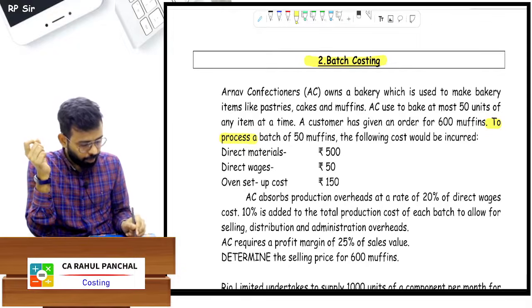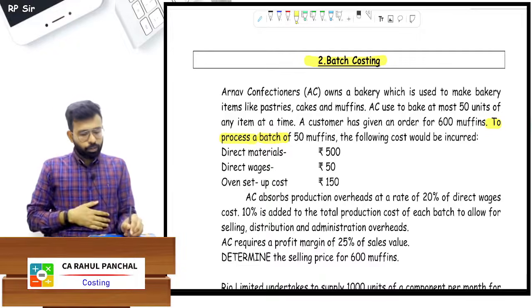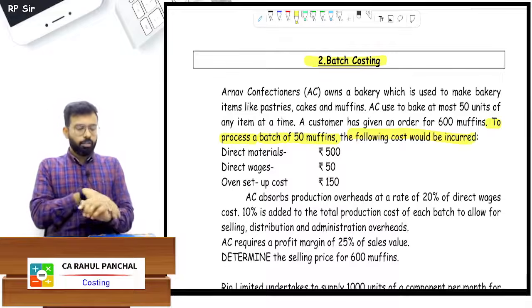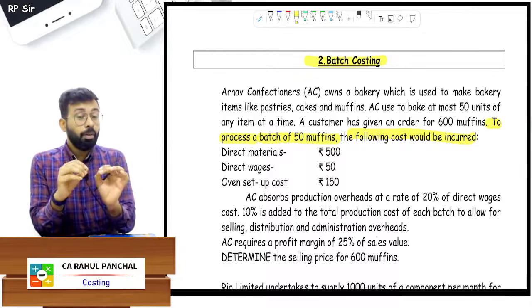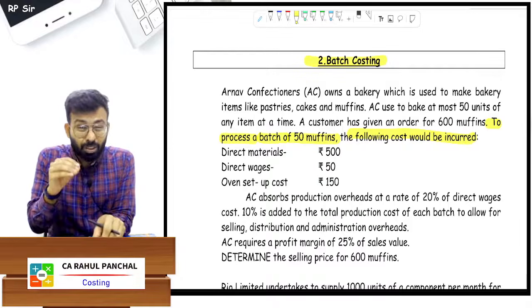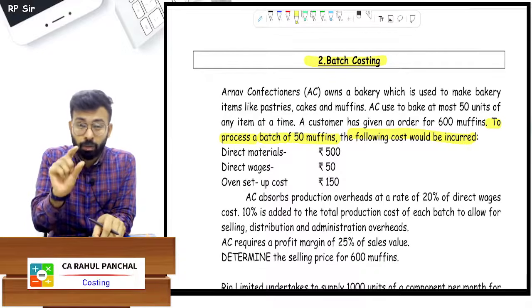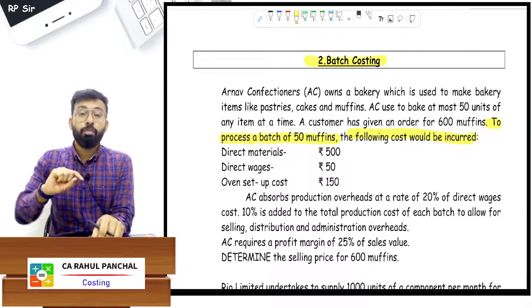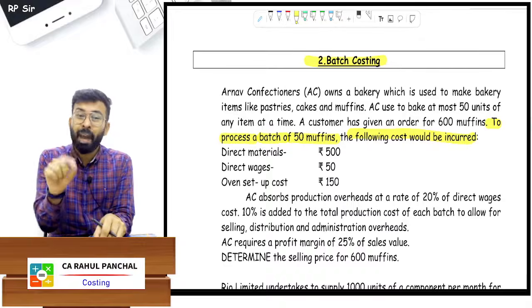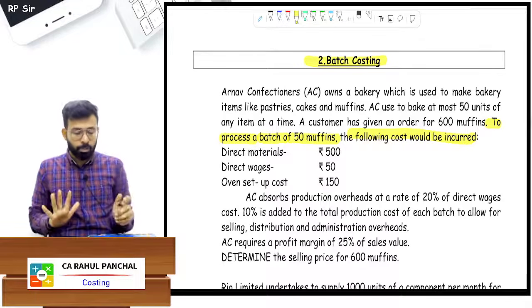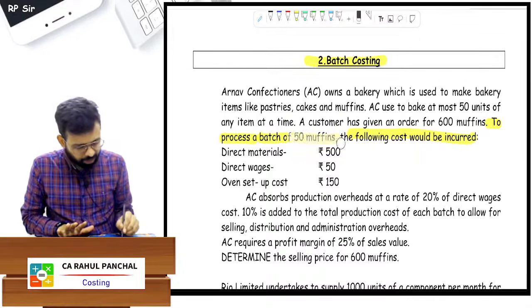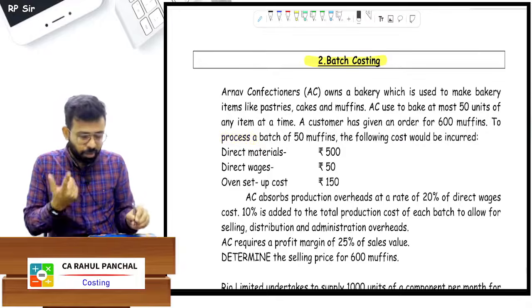To process a batch of 50 muffins, the following cost will be incurred. Now this time you should be very careful. The cost is not given on a per unit basis for one muffin. The cost is given for 50 muffins, or I can say one batch of 50 muffins. This is very important in this case. That is the only change. The cost will be given for one batch.